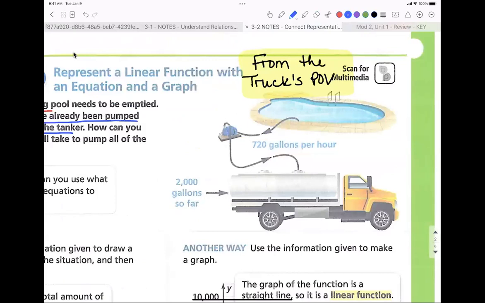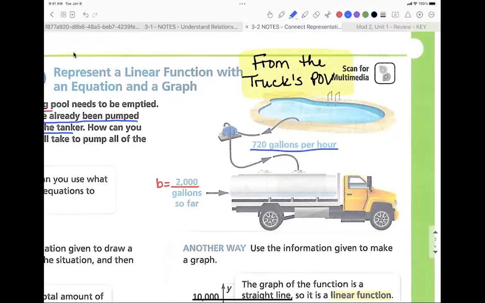Okay, so a couple of things we need to know. First, we need to know that the tanker begins with 2,000 gallons in it, which means that's our what? If it begins with 2,000, that's our B. Very nice. The tanker begins with 2,000 gallons already in it. And you know to write an equation, right? We need an M and a B. That's our B.